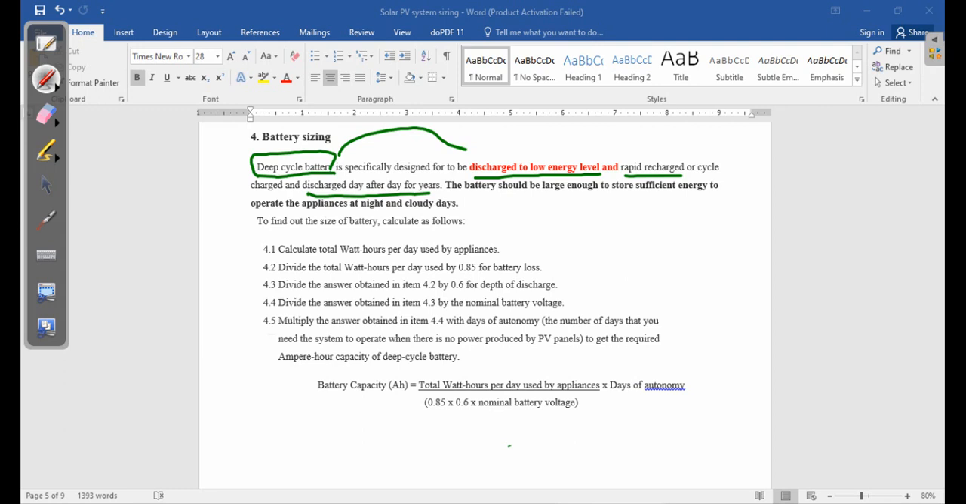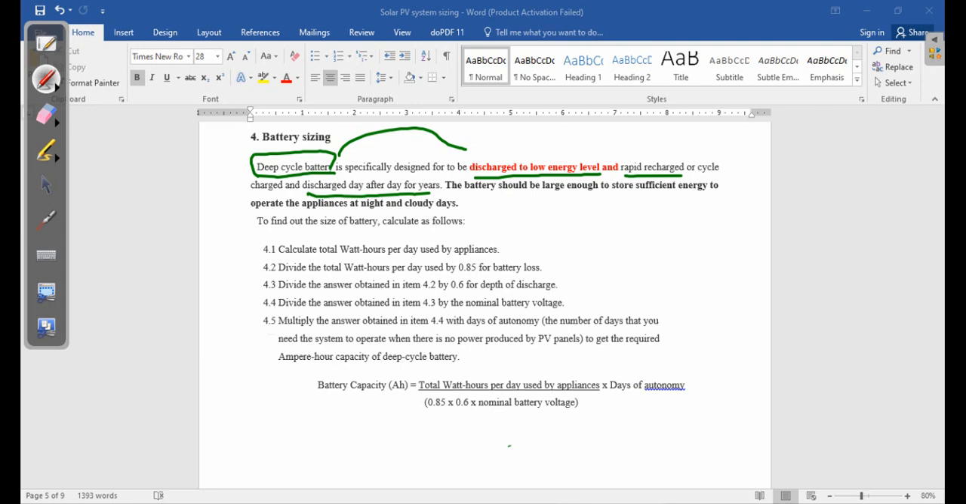If you are going to purchase a battery now, the battery has a certain rating. Deep cycle battery or normal battery, that kind of classification is mentioned in the manual. Nowadays the tubular batteries are coming as deep cycle batteries. So the batteries can discharge to the lower level, and at the same time they can be rapidly charged within a particular number of hours.